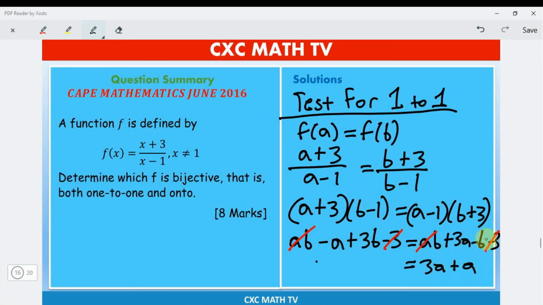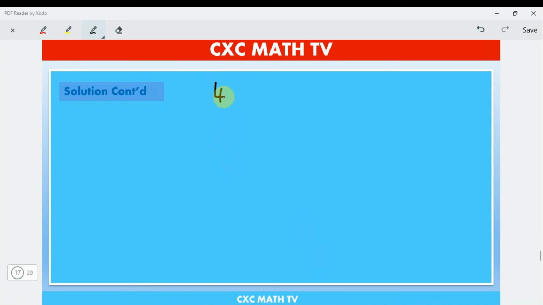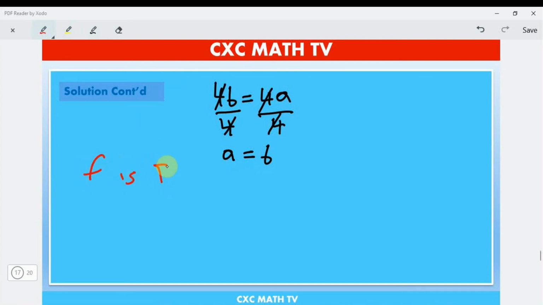And bring the b from over here on the right side to the left. We'll have 3b plus b. In other words, it simplifies to 4b is equal to 4a, and we divide both sides by 4. We end up with a equal to b, or b equal to a, however you prefer to say it. And so clearly, f is injective, since we get a equal to b.